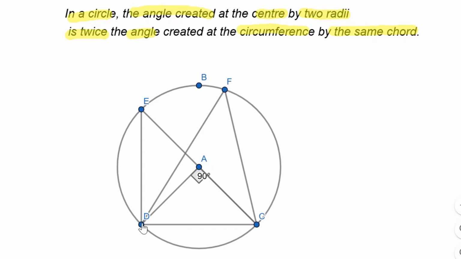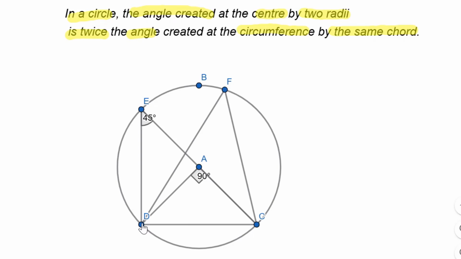Then let's measure the one at the circumference. So if the angle at the center is twice the angle at the circumference, and angle DAC is 90 degrees, what will be angle DEC? Let's measure that. DEC, that is 45 degrees. So we realize that the angle at the center is twice. If I multiply 45 times 2, it will give us 90 degrees.